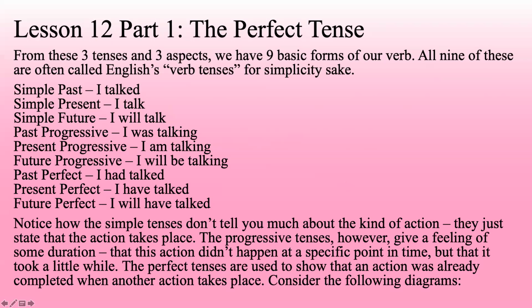They just state that the action takes place. The progressive tenses, however, give a feeling of some duration, that this action didn't happen at a specific point in time, but that it took a little while. The perfect tenses are used to show that an action was already completed when another action takes place. So consider the following diagrams.